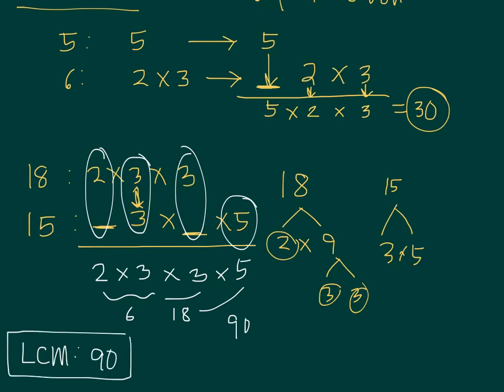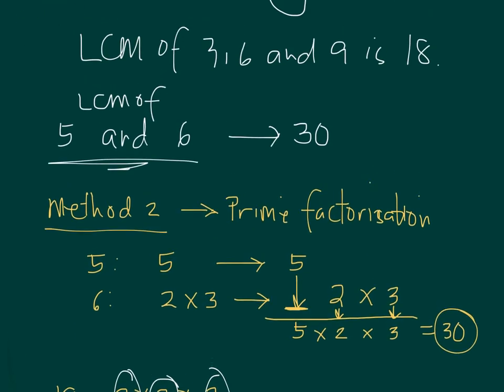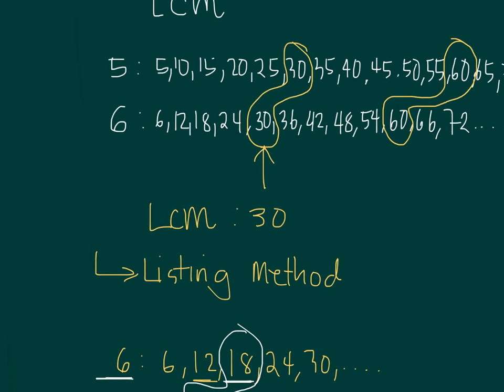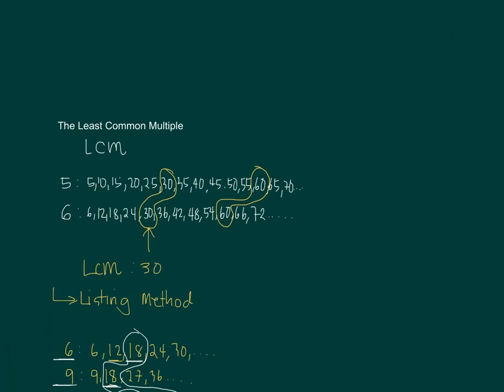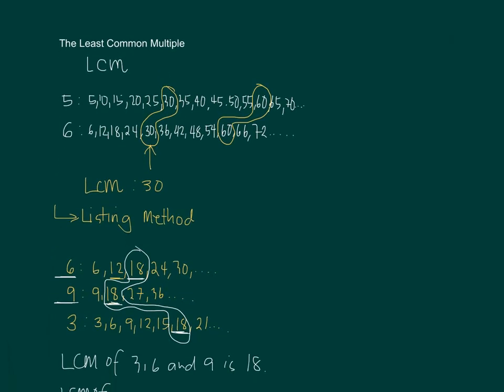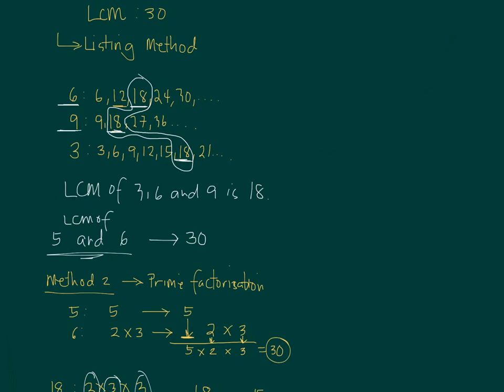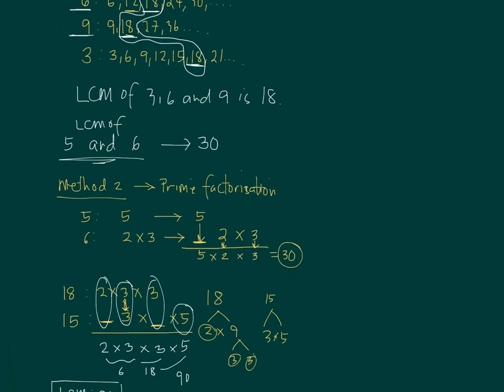So that's the LCM. Okay, so I was able to show 2 methods of finding the LCM. The first one is the use of the listing method. You simply list down all the multiples of the numbers. And then the second one is using prime factorization. The key in the prime factorization method is you should only align the factors that are the same, and after that you just bring down all the factors and multiply them to get the LCM.